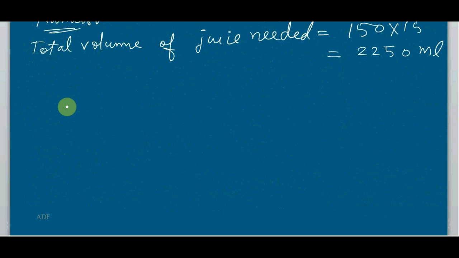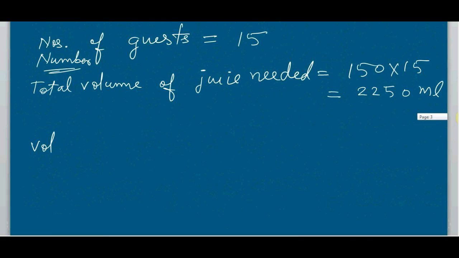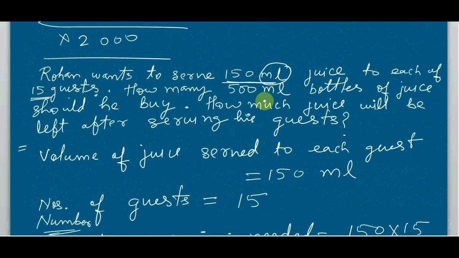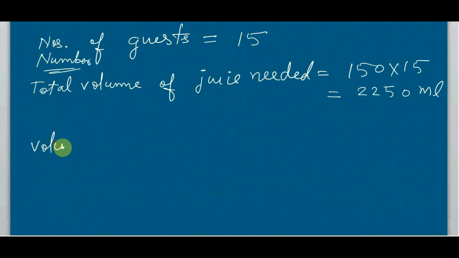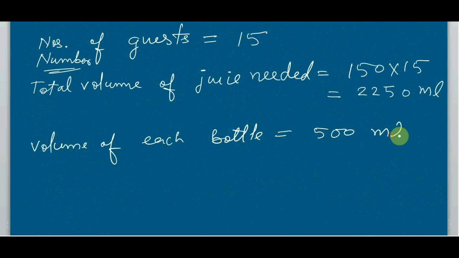Okay, so how many bottles does he need to buy? You will write 500 milliliter, so you write volume of each bottle. For this part, how many 500? The third one is 500 milliliters and the bottle is countable. So you can first write indicating the capacity of each bottle, and after that you will find the number of bottles. So volume or capacity, volume of each bottle, okay, each bottle equal to 500 milliliters.